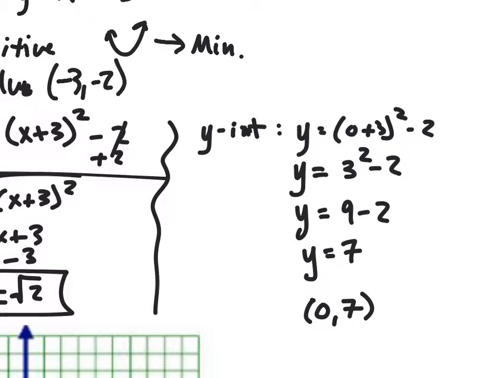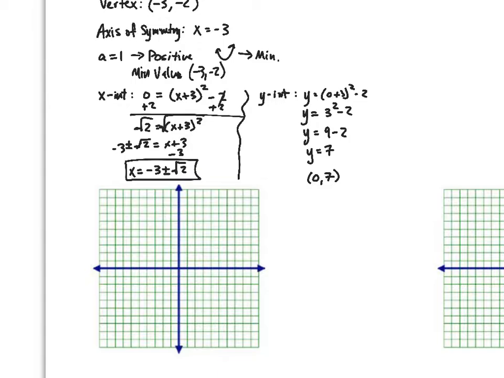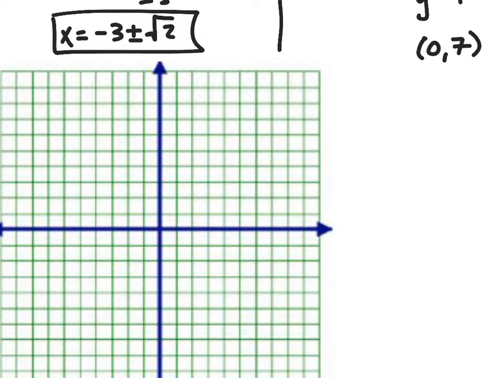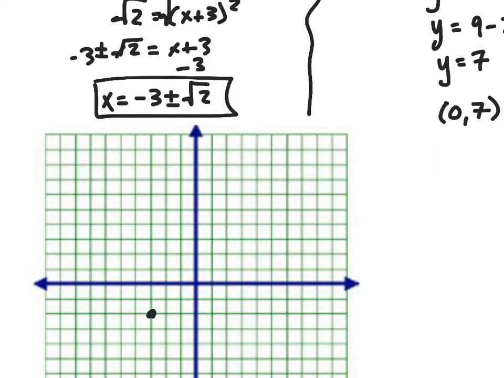So let's graph some of these points. I'm going to find my minimum value first, which is -3, -2. So 1, 2, 3 and 1, 2. Here's my minimum value. For the y-intercept, the clearest point that I can graph is the point 0, 7. So 1, 2, 3, 4, 5, 6, 7. We're going to plot that there. The other thing I'm going to plot is my axis of symmetry, which is along the line x equals -3.